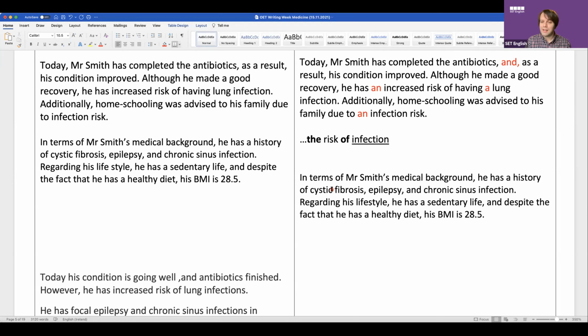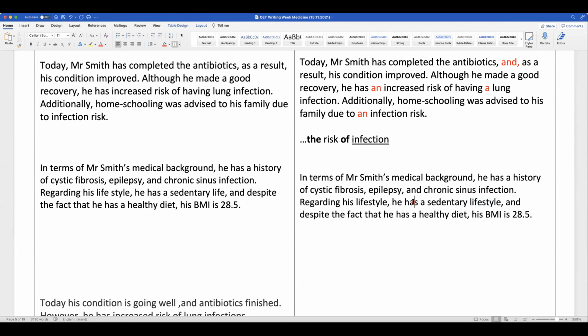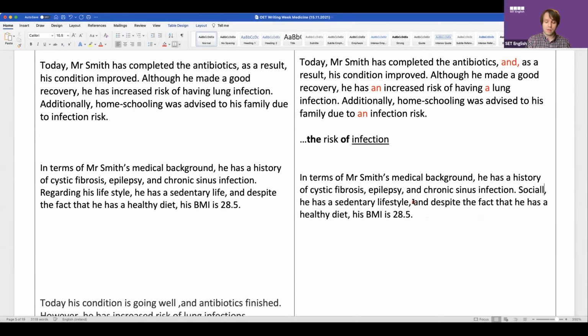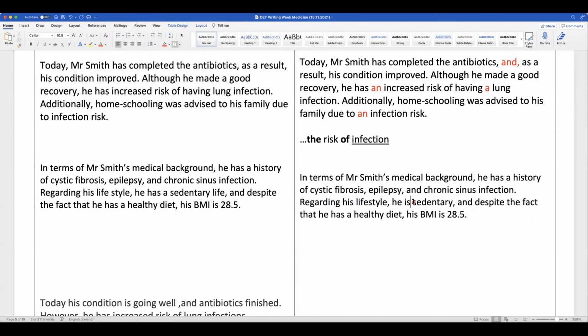Do you want to say lifestyle again? But isn't it repetition? Yeah, exactly. So can anyone suggest a better way? Can we remove "regarding his lifestyle" and we just say "socially"? You could say socially. I think that would work. Yeah, socially. What else can we do? Imagine I want to start though with this. Socially is good, very good. Why don't I use, remember, sedentary is an adjective. So that means I can use the be verb, right? Anyone? He is sedentary. He is sedentary, right?